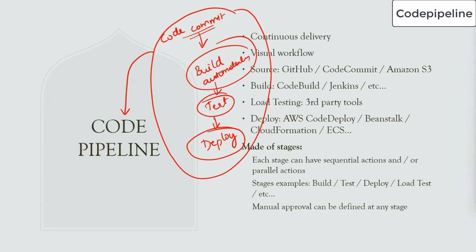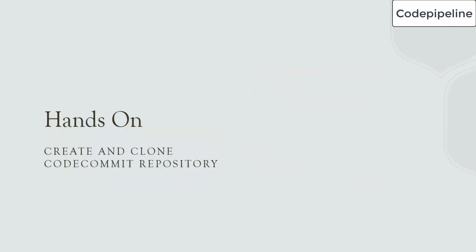So in order to get ourselves familiarized with this concept of code commit and the code pipeline, we are going to use it in a hands-on manner. First, we are going to do a hands-on about this AWS code commit repository. I'll be showing you the steps that you need to follow so that you can follow along with me and create a repository in the AWS code commit service, and you are going to create a local repository.